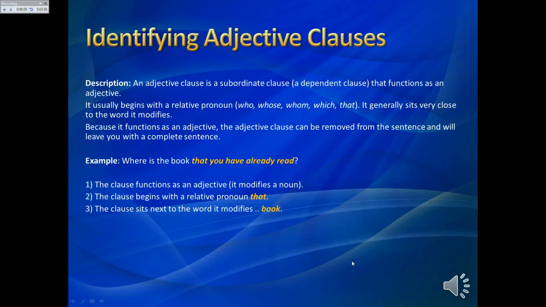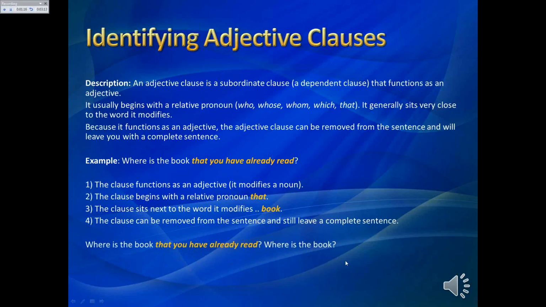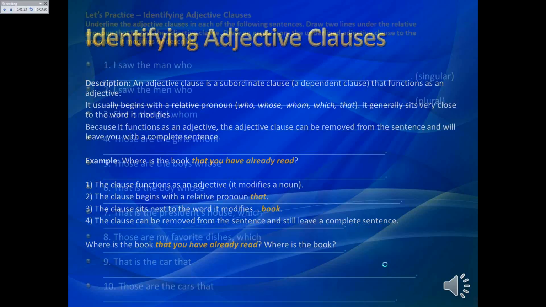It sits next to the word that it modifies. Here's your whole clause. It sits next to the word that it's describing or identifying. And you can take that clause out of the sentence and still have a sentence. So if I took this thing all out, I would still have my sentence: Where is the book? So those are the criteria for identifying adjective clauses, and it all passes there.